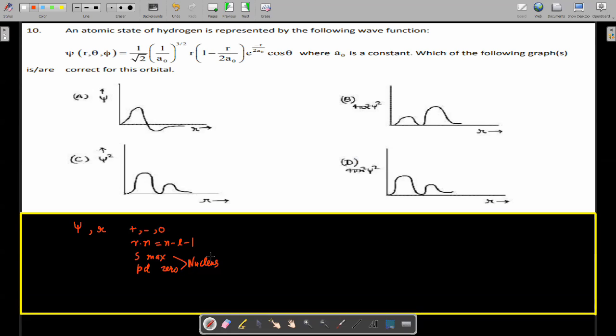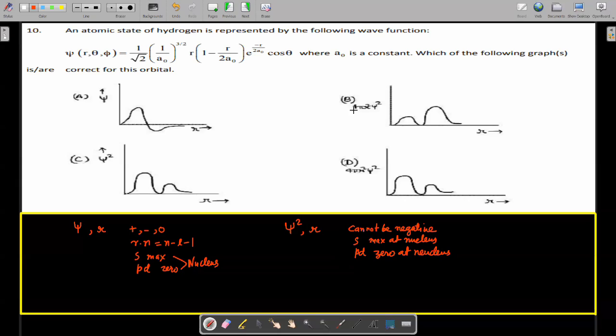Now, when we are drawing the graph of psi square versus r, what are the points which we should keep in mind? That it can never be negative. Second point is that for s, it is maximum at nucleus, and for p and d, it should be 0 at nucleus. Important point is that as we move away from the nucleus, the amplitude should decrease for psi square versus r. Here, the amplitude is decreasing.